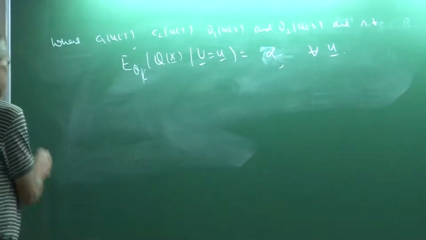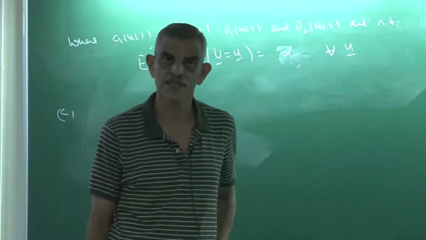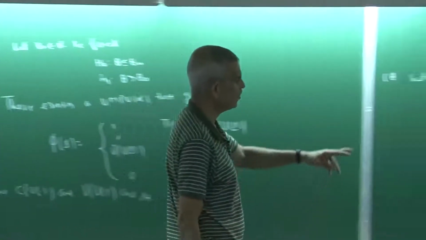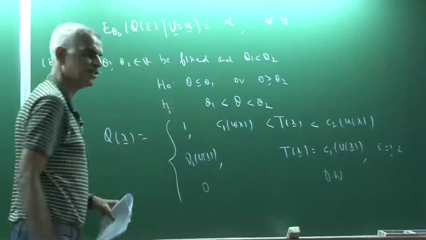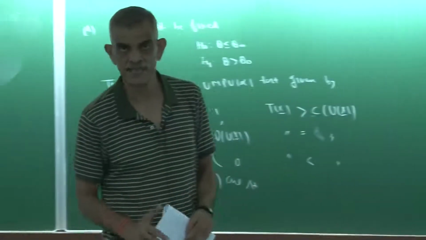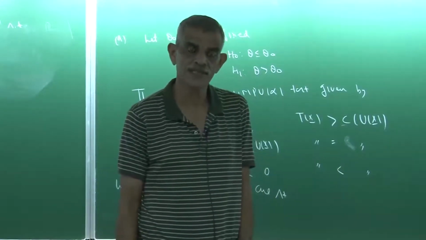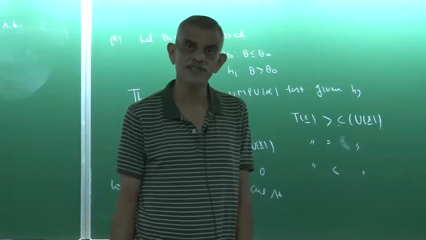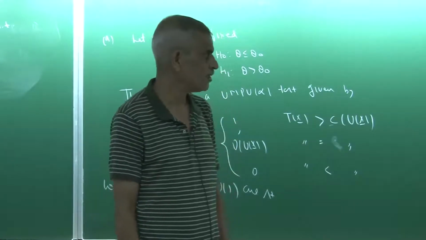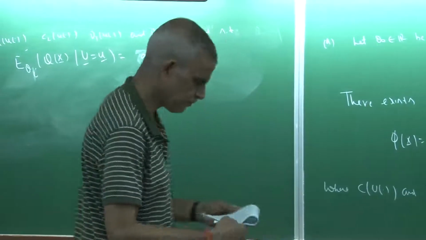Now comes the situation where a UMP alpha test does not exist even in the exponential family. So one such situation was when you interchange H0 and H1. That means H0 becomes theta between theta 1 and theta 2, and H1 becomes that theta is in the extreme. Now in such situations we are not able to find a UMP alpha test even in the one parameter family. At least we were not able to find a general result for the one parameter family.